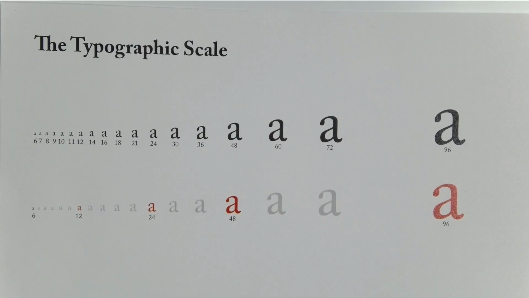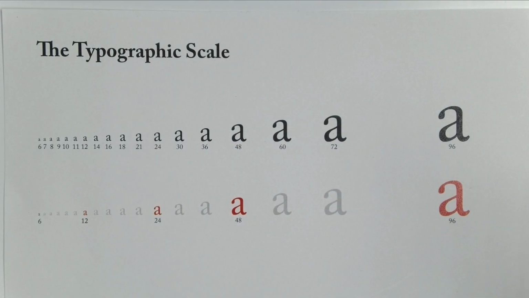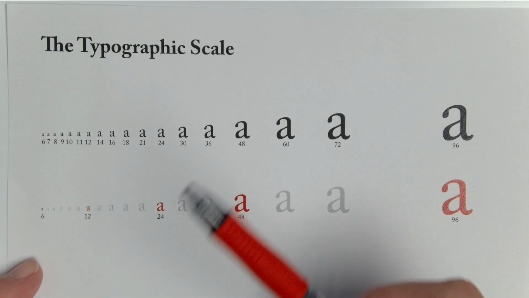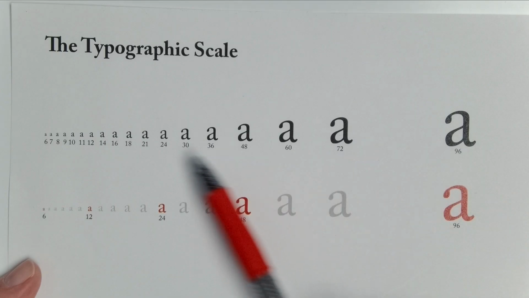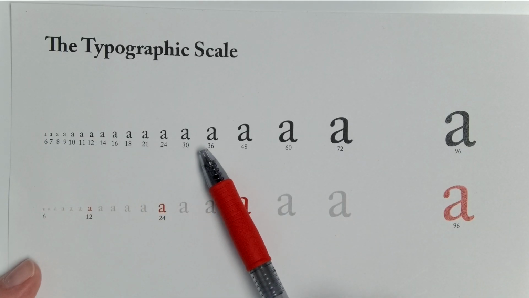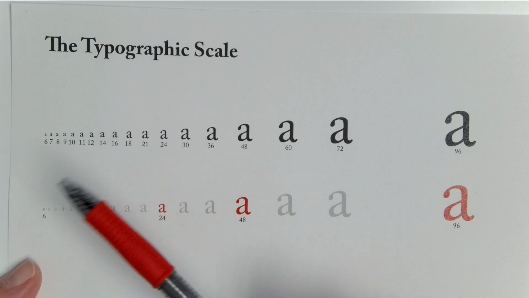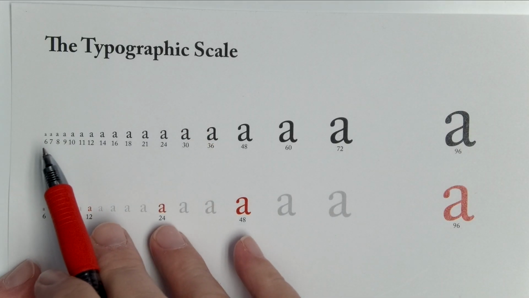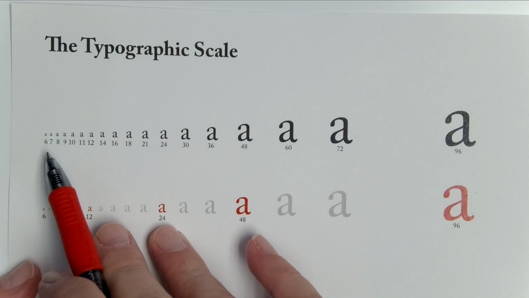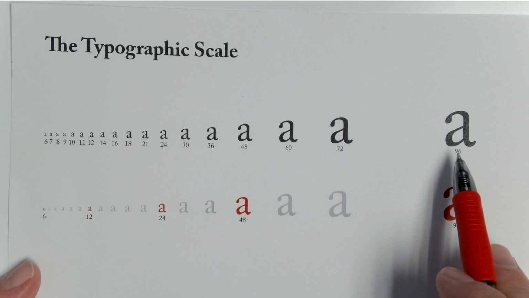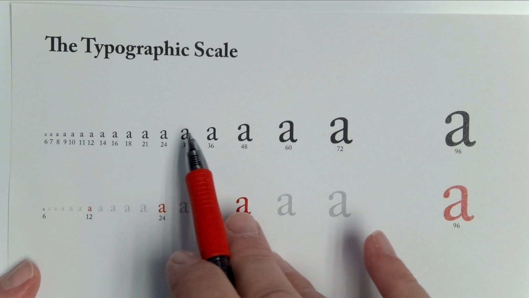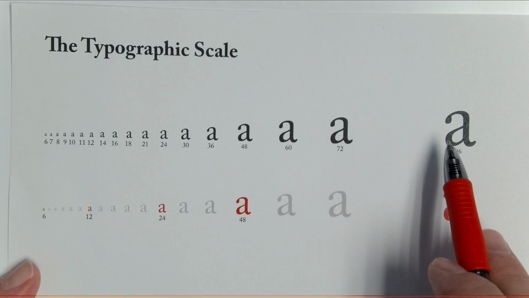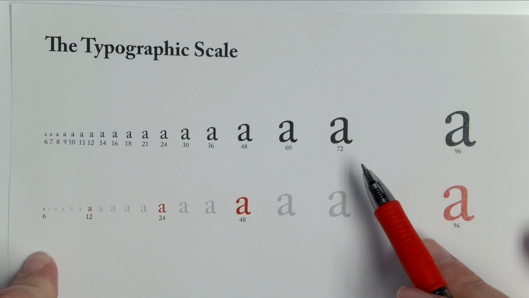Now, if you look up at the top here, I have a bunch of lowercase a's. Does everybody see that? What is the difference between all of these a's, other than spacing? Size, right? If you'll notice, it starts all the way down here at 6, and these are in points. 6 points, it goes all the way out to 96. Do you see that there is a visual scale going on here? That these progressively get larger. Does everybody see that?